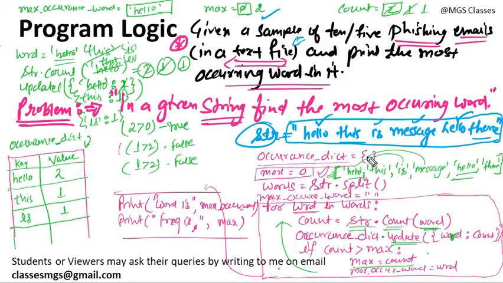Again the loop will continue, and message will come in this string. In case of message, this is occurring 1 time, so count will become 1. Your dictionary will be inserted with message, because this is also not there in the dictionary. So the update method will insert message comma 1 here. Next time hello will come again, then your word will become hello again, and you are counting this hello, then it will again return 2. Your count will become 2 this time, and the occurrence dictionary update method will be called with hello colon 2.